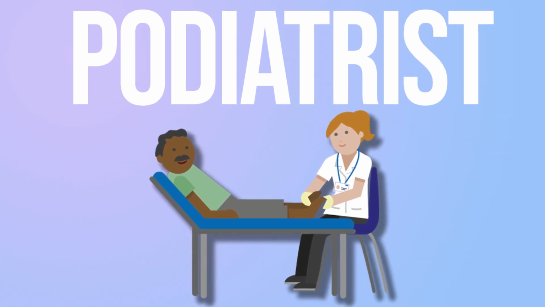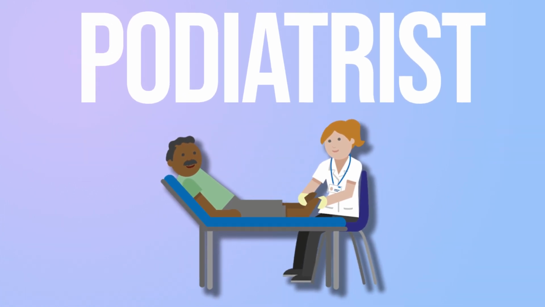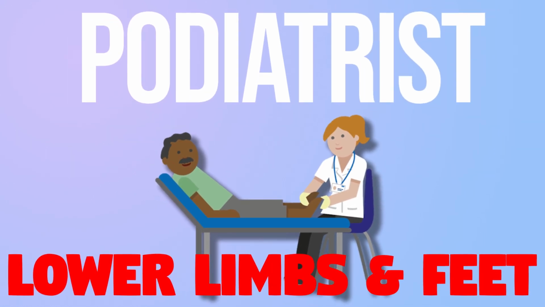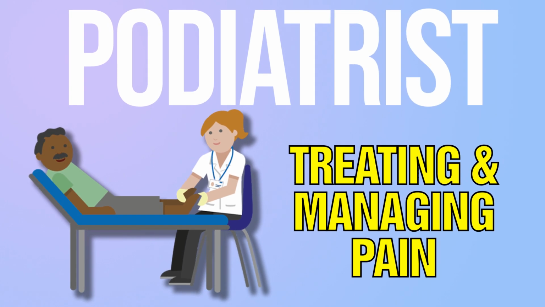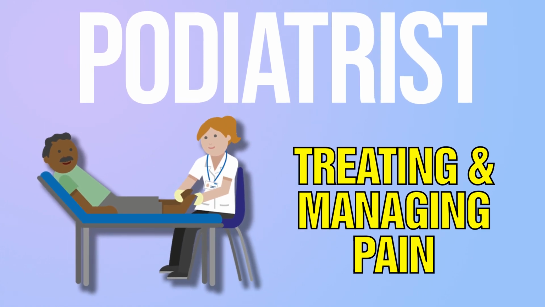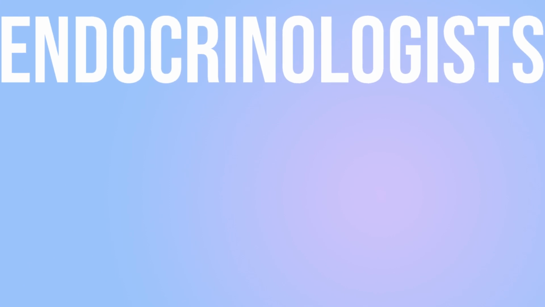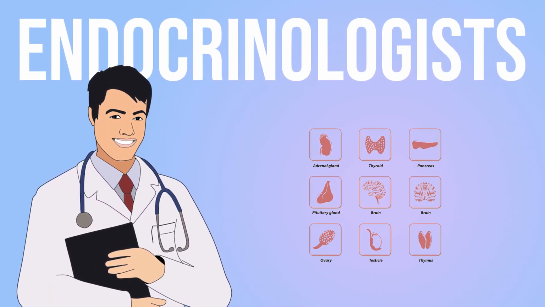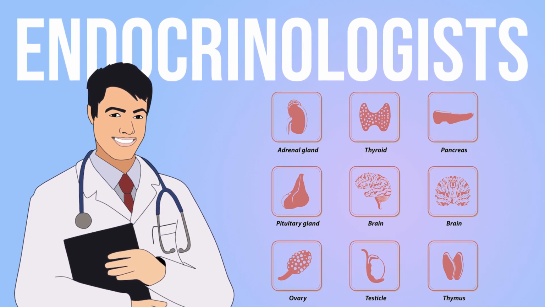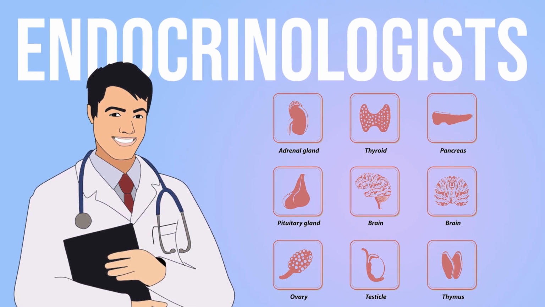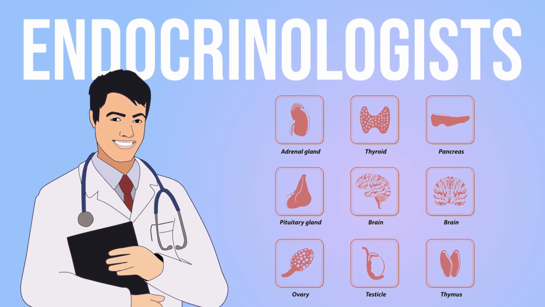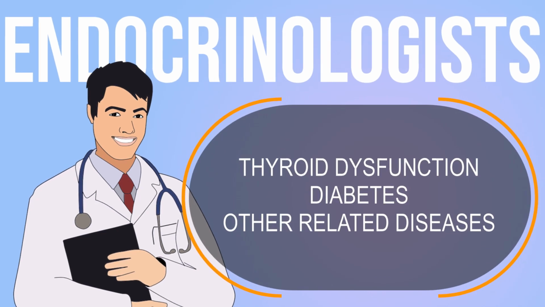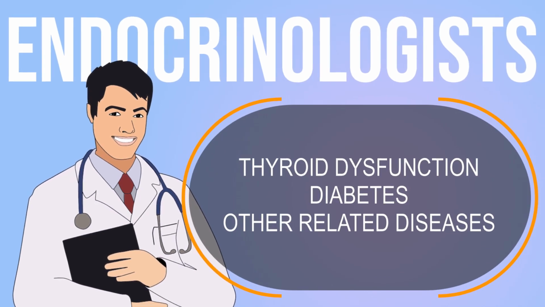2. Podiatrists. Podiatrists are actually the doctors who specialize in all things involving the lower limbs and feet. They're usually in charge of treating and managing pain and diseases connected to these body parts. 3. Endocrinologists. Endocrinologists are the doctors who specialize in all types of glands, as well as all the types of hormones that these glands produce. Usually, these doctors treat those who have thyroid dysfunction, diabetes, and other related diseases.